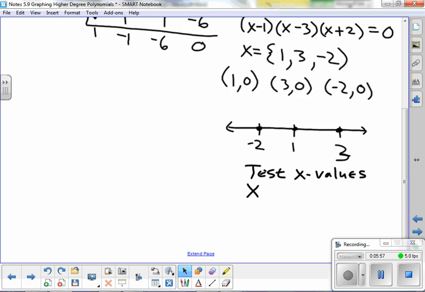So we want to try out x equals, I would say, 0. 0 is a nice, neat number to try out. And then also an x equals, a number between 1 and 3, which is a 2.